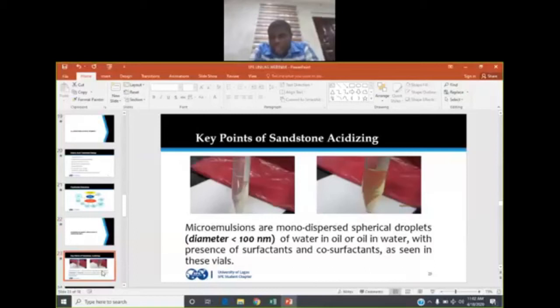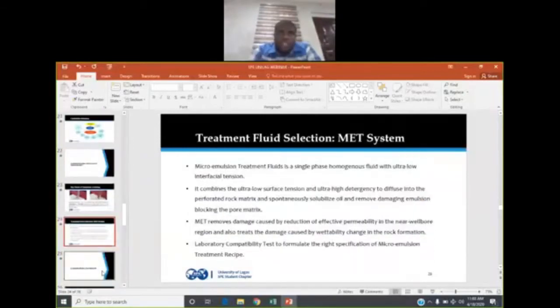The advantage of that kind of mixture is that it gives you a wider surface area. The wider surface area of contrast helps the microemulsion to have a very low surface tension. It combines ultra low surface tension and ultra high detergency to diffuse into the perforated rock matrix and spontaneously solubilize oil and remove damaging emulsion. So the ultra low surface tension of the microemulsion and ultra high detergency helps it to diffuse into the rock matrix and solubilize oil.